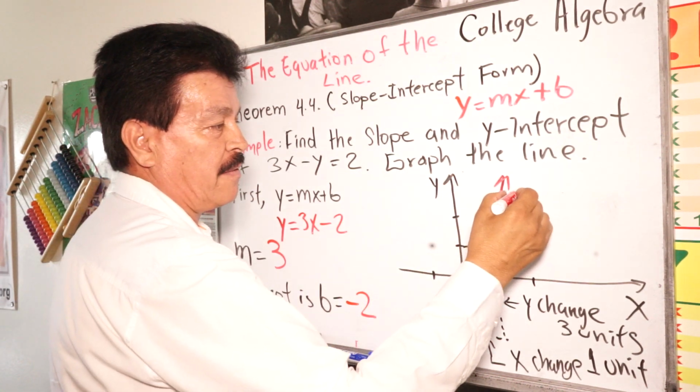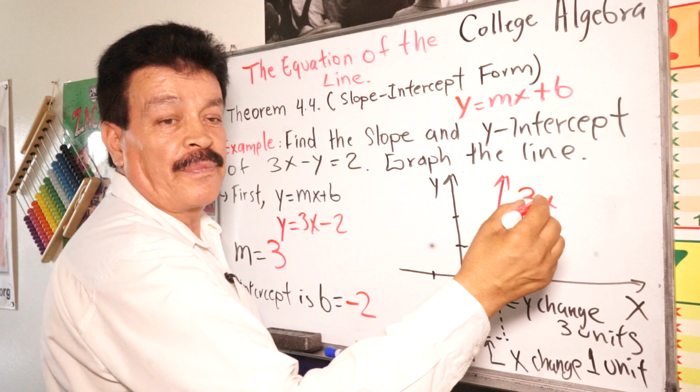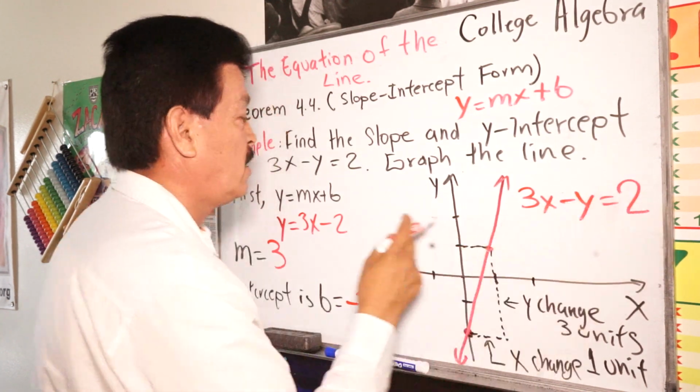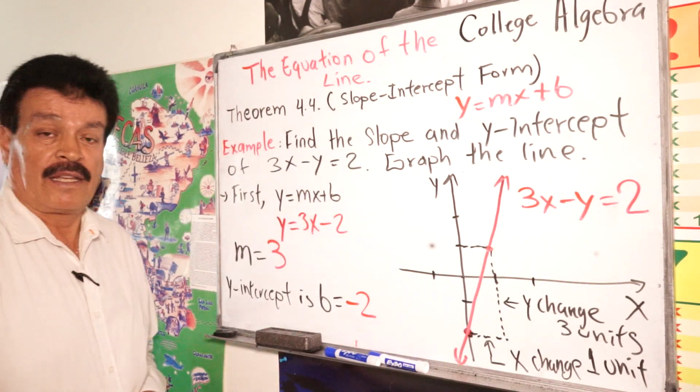It's a little bit about the slope. This is our graph. Our graph is 3x minus y equals 2. This is our problem. So that's it.